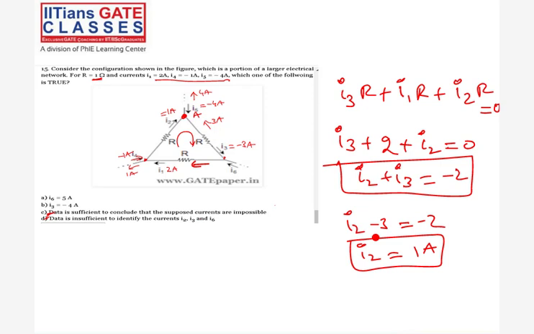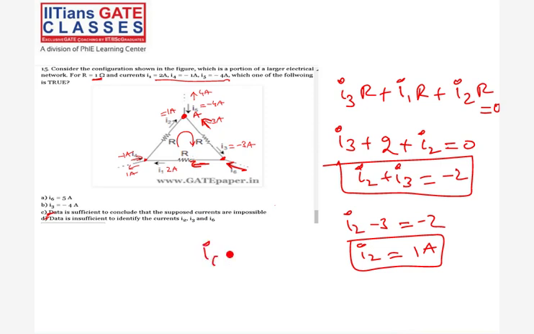Okay, and I need to comment about I6. So can you tell me what will be I6 at this node? So 3 amps is going this way, 3 amps is going this way, and 2 amps is going this way. So how much should this be? I6 should be 5 amps. Option A.